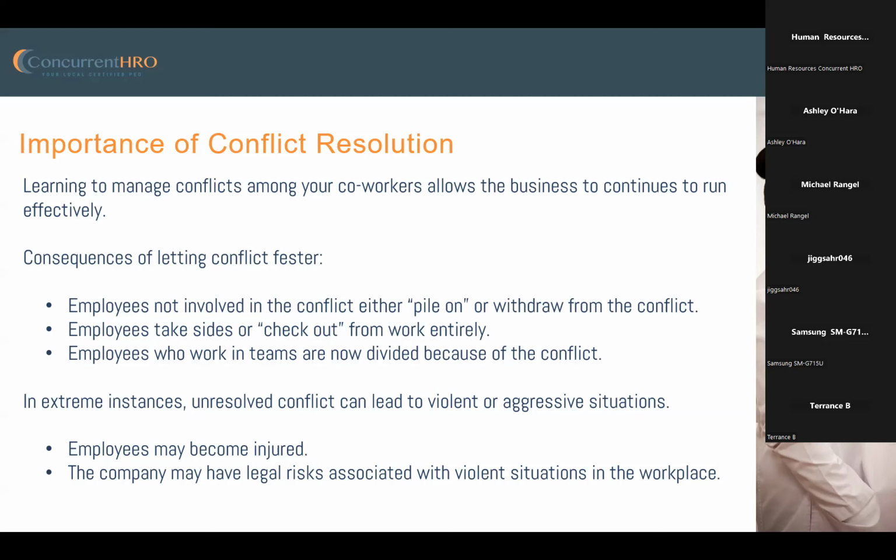Essentially, if you have a high conflict environment, I mean, nobody really wants to come to work and have that conflict every single day. And you see that between your coworkers, it's just not good for company morale. Employees who work in teams will then become divided because of the conflict. In very extreme circumstances, however, unresolved conflict can in fact lead to violent or aggressive situations. Employees can become injured or even just have some emotional distress from all of the conflict. The company may also end up with legal risks associated with violent situations if conflicts are not addressed.